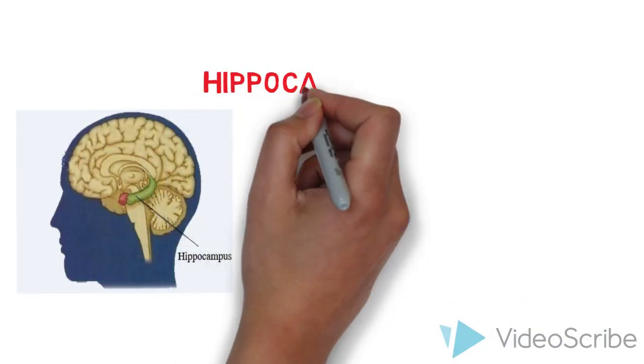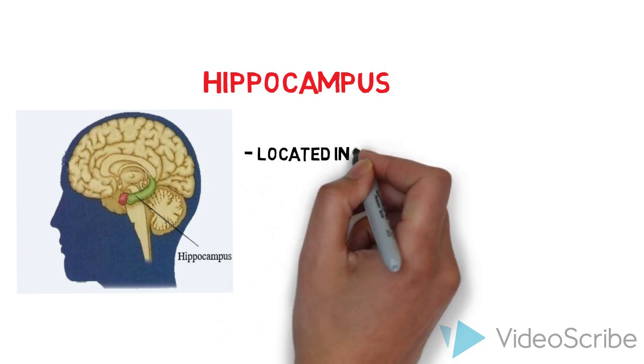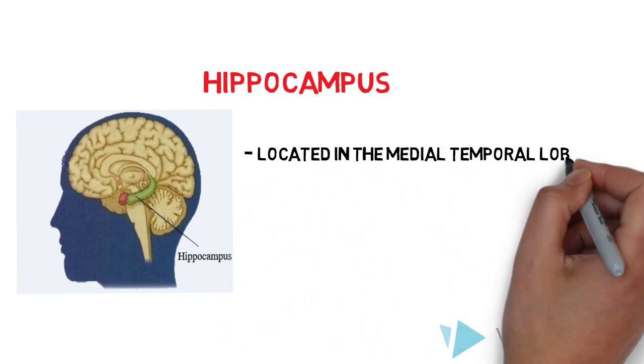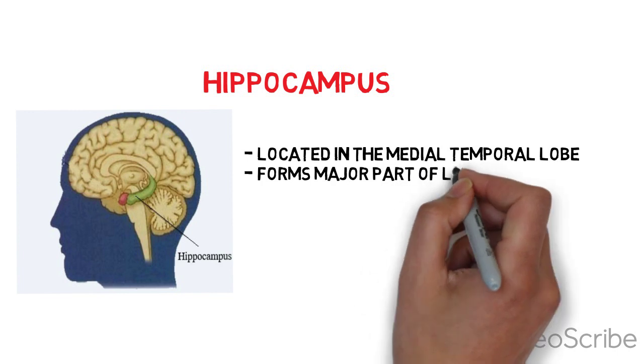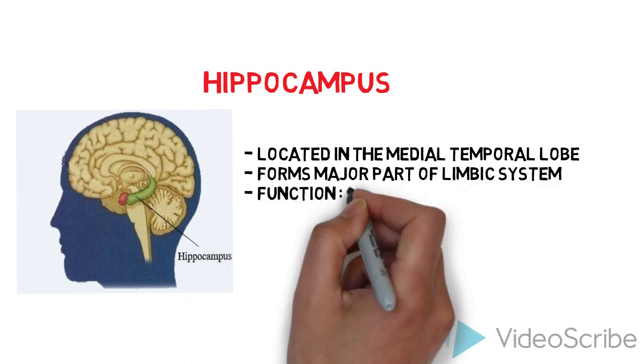The hippocampus, another small organ, is located in the medial temporal lobe of the brain. Just like the amygdala, it forms a major part of the limbic system, and functions in the control and regulation of emotions.